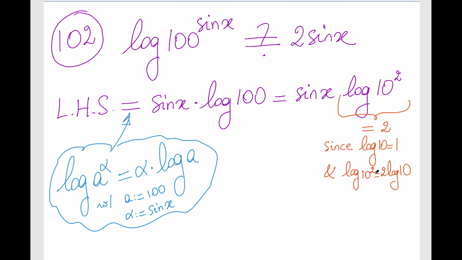And this guy here, you can use this property that I just mentioned, where a is 10 and alpha is 2. So that becomes 2 times log base 10 of 10. And since we said log base 10 of 10 is 1, this becomes 2 times 1, so this is 2 then, correct? So this becomes sine x times 2, this whole thing is 2, just 2 sine x, which is the right hand side. Yes? Okay.